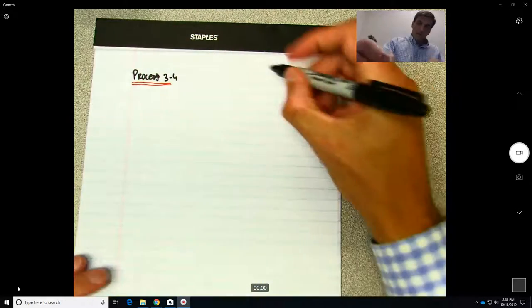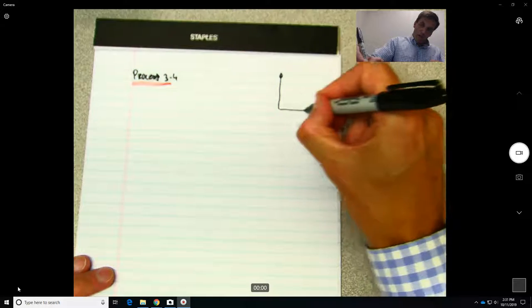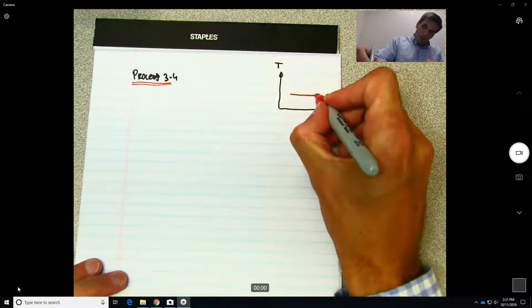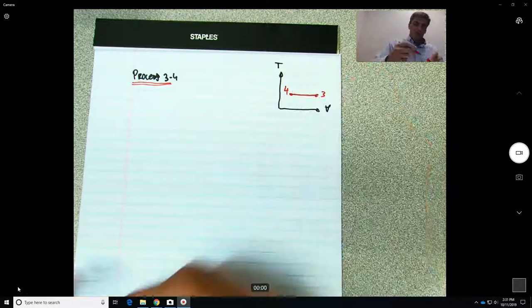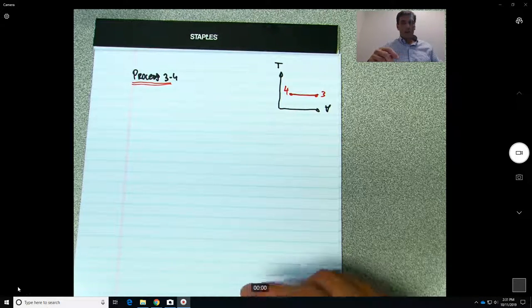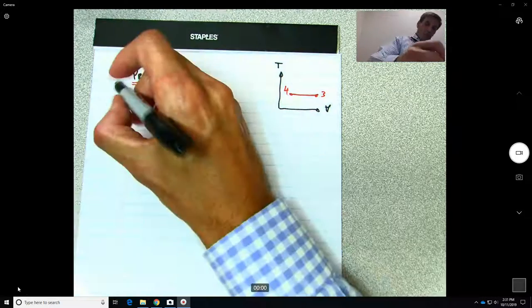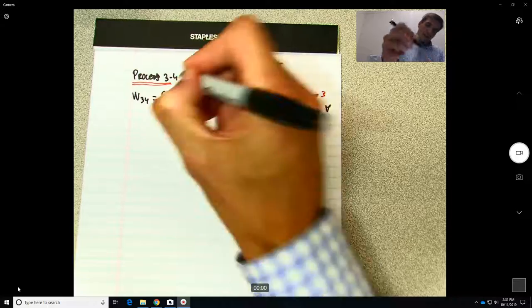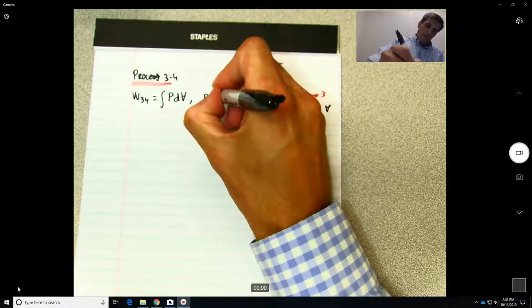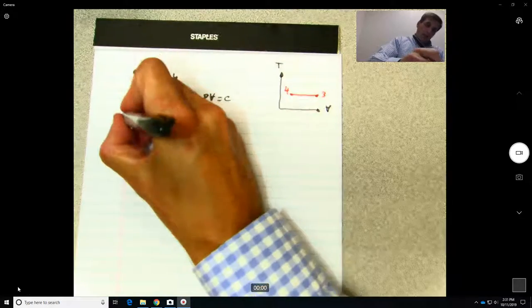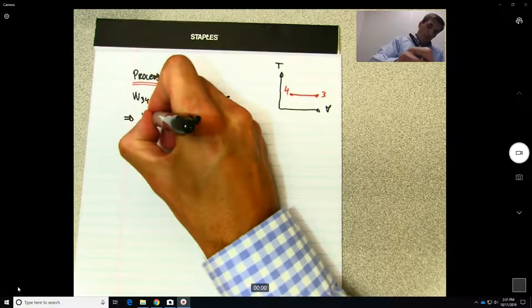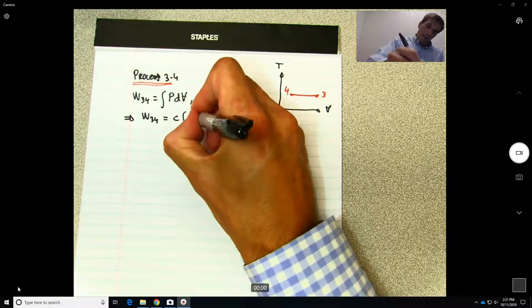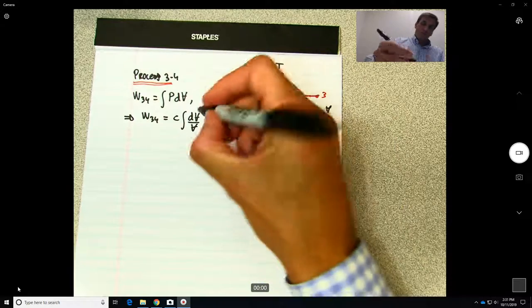So again, if I do a quick little figure over here for T and V, this time we go at the bottom, which is 3 and 4. Okay? In which we know that PV equal constant. So work 3, 4 equal P dV. Well, we know that PV equal to a constant. So, same as before, work 3, 4 equals to what? C dV over V. So, this will give us at the end what?